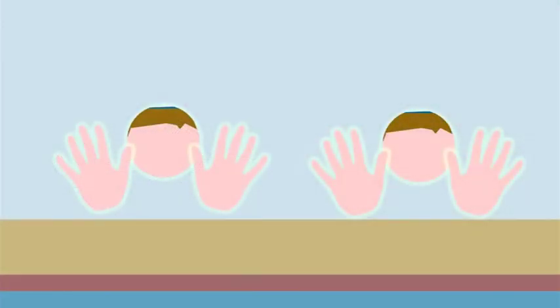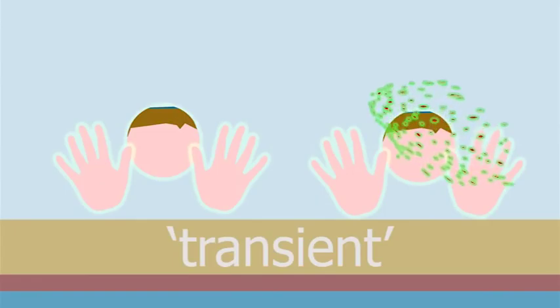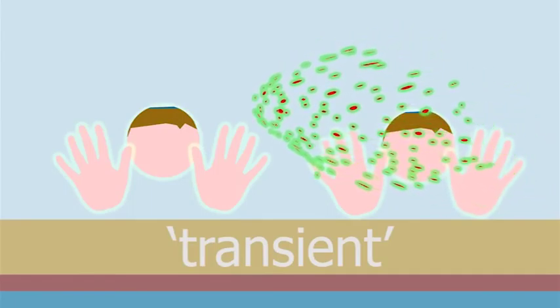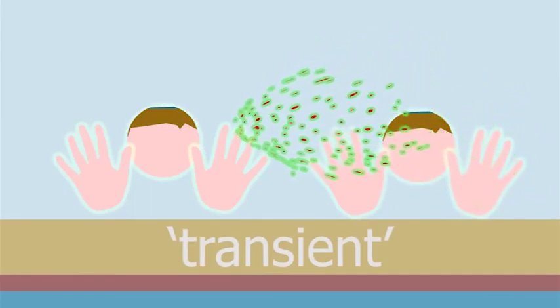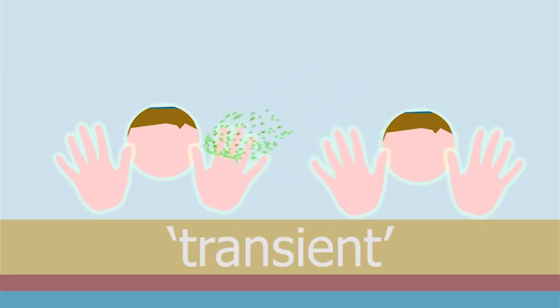The other type of flora found in and on the human body is known as transient. This is the type of organism which can be passed from person to person, either by physical contact or by environmental factors. These do not live permanently on the skin and can be removed by thorough hand hygiene. This type of organism can cause infection.